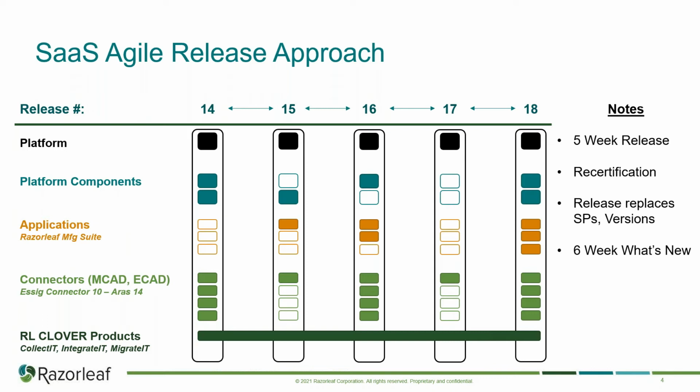And then what we will be doing is forming a plan to align better with Aras's release structure so that we can release new features and functionality, if not at every release, then at some consistent cadence with their release structure. I think the only exception to this is the Razorleaf Clover brand of products. I know we have a number of Clover customers on the call. Those products are a little different. They're more independent from the platform. We're using those for integration of the business systems, ERP, PLM.